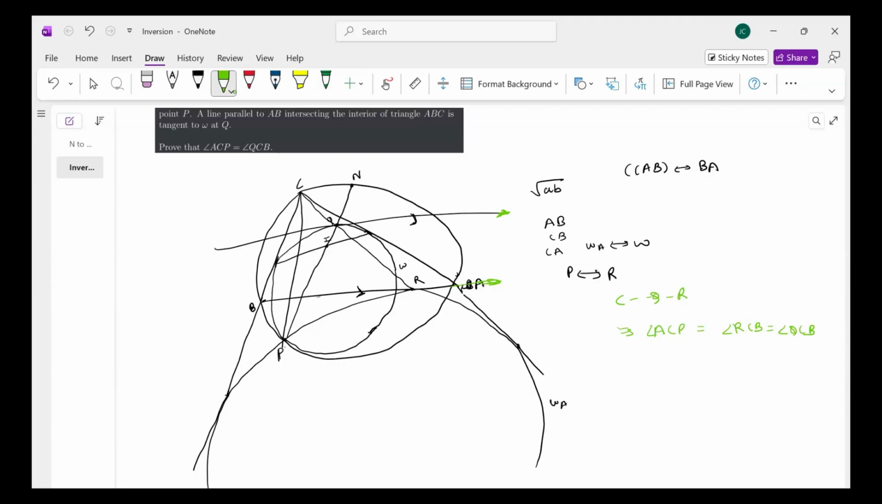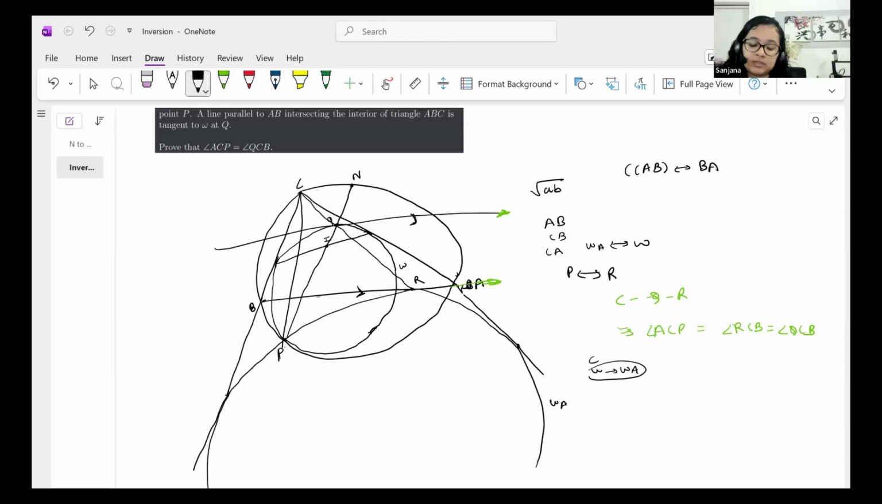How did you prove C, Q, R is collinear? You look at the homothety sending omega to omega A. Okay, so C is the center of homothety. And the tangency points go to each other because the homothety will also send these two lines to each other.